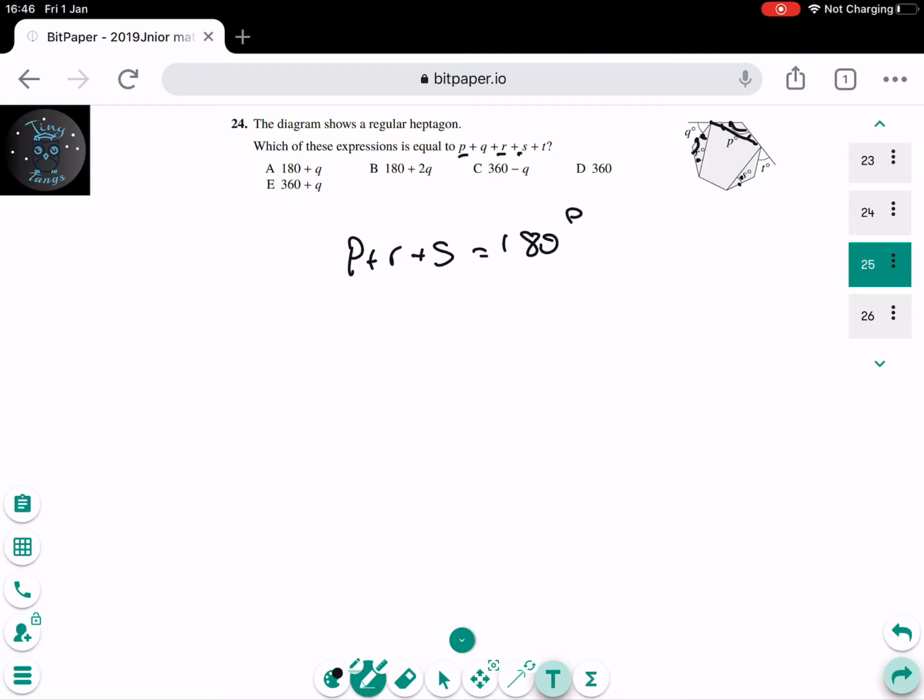Now we need to solve Q and T. As we can know, they are the same because they're both just extended from angle P. And so we can write that as plus 2Q. So the answer is B for question 24.